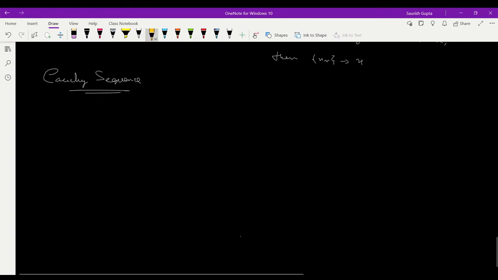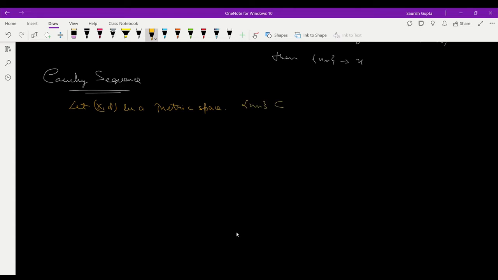We had studied this under real analysis too. So let (X, d) be a metric space. Xn belonging to X is a Cauchy sequence if and only if for all epsilon greater than 0 there exists n naught belonging to natural numbers such that n and m, two natural numbers greater than n naught, implies distance between xn and xm is less than epsilon.